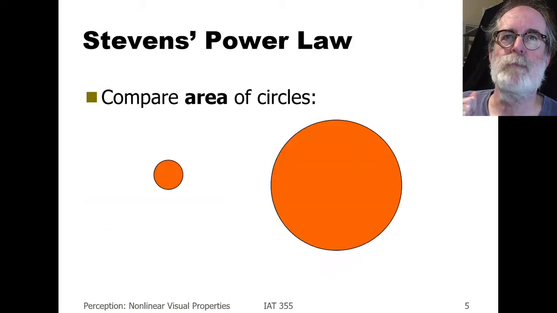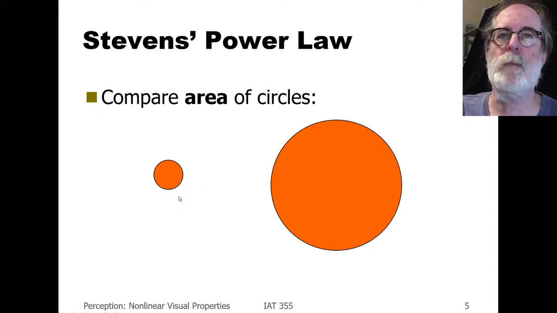So, as an example, here's a simple little example. Take these two circles and just imagine that the area of this circle is equal to 1. And what I'd like you to do is to guess the area of this circle. How much bigger by a factor is this big circle compared to the small one, where the area of this circle is 1?